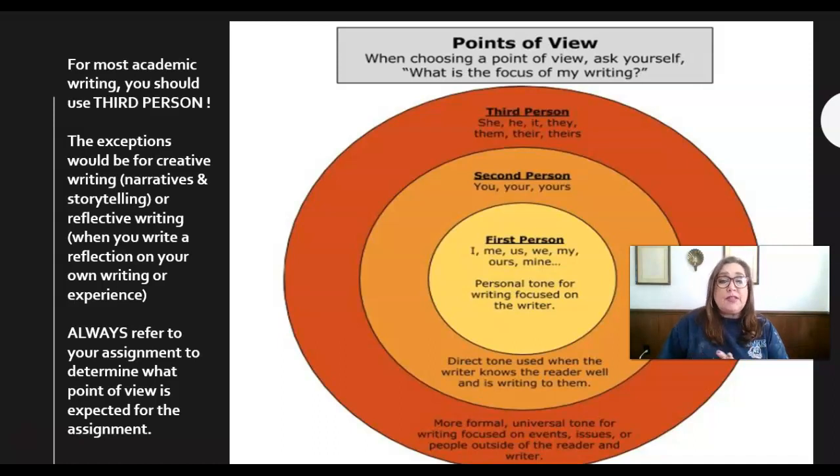Sometimes, and even I might do this, you're asked to do reflections on your writing or on your process of research. And then sometimes in a creative situation, like maybe in 111 you may have done it, you may have written a narrative or a story or something that you use first person because the story happened to you. For most academic writing, third person would be she, he, it, they, them, their, or theirs.